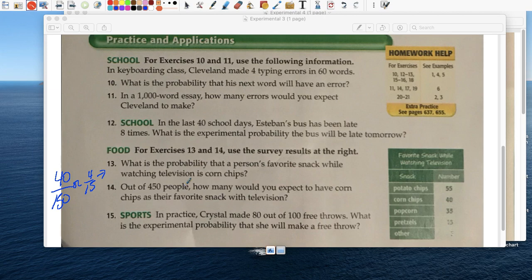Out of 450 people, how many would you expect to have corn chips as their favorite snack with television? Well, take the probability and multiply that by 450. So 4 out of 15 times 450 equals 120 people. So we can expect that out of the next 450 people, 120 will have corn chips as their favorite. What the heck is a corn chip?